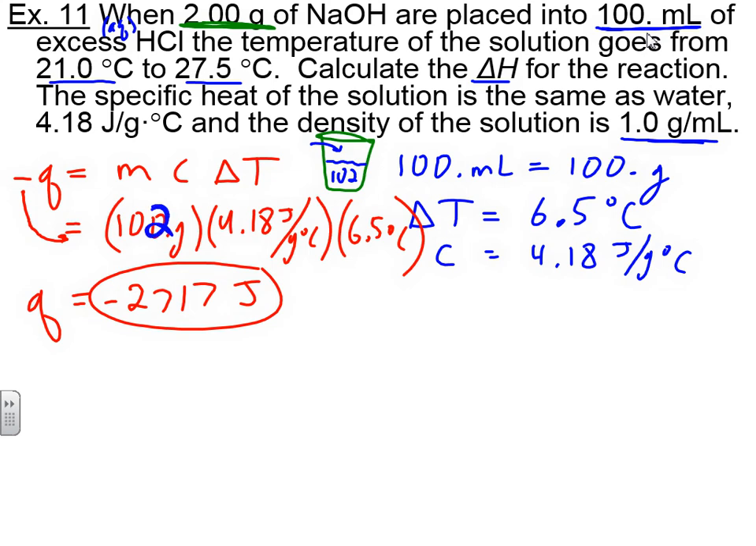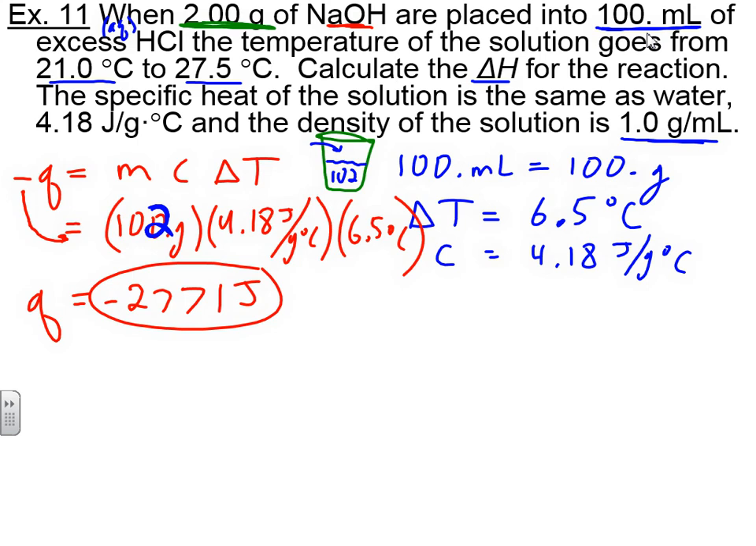Let's recalculate. So we got 102 times 4.18 times 6.5. So 2771. So these get flipped. I'm glad we made that mistake, so that way we can keep track of it. Good. There it is. So you have to consider, because you can't really ignore those 2 grams, they are going to essentially make a difference. Now, the specific heat of sodium hydroxide is not the same as that of water, but to an approximation, we can say just add that together and assume that it works, and this will work.